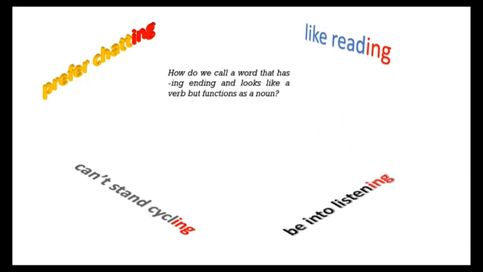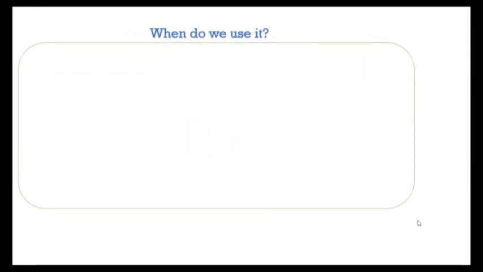By now, you might have noticed that certain verbs and phrases are followed by ing verbs. Have you wondered why? How do we call a word that has ing ending and looks like a verb but functions as a noun? Yes, you got that right. We call it gerund. Now, we want you to think and tell us, when do we use gerund? When do we use it?